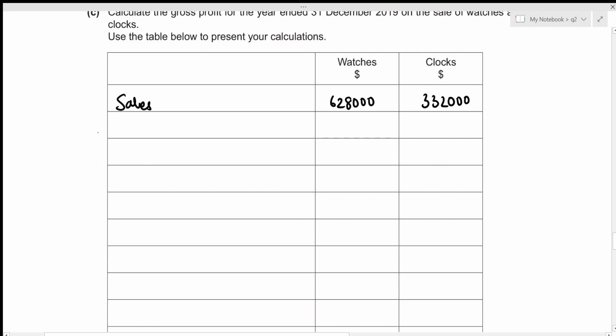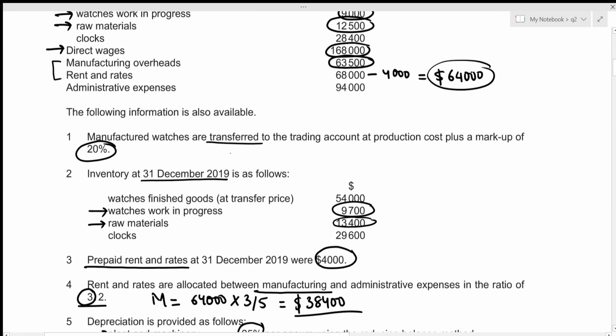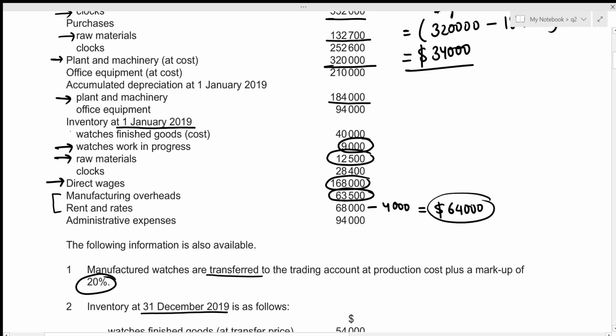Okay, now we just need to subtract our cost of sales. So that's going to be the opening inventory. Let's have a look above. Okay, whenever we're talking about opening inventory while figuring out the gross profit, then we actually are referring to the opening inventory of finished goods. So we can see that the finished goods of watches at cost is 40,000.